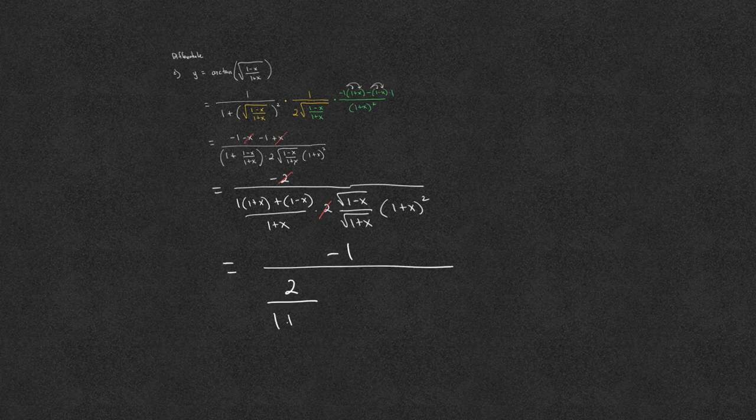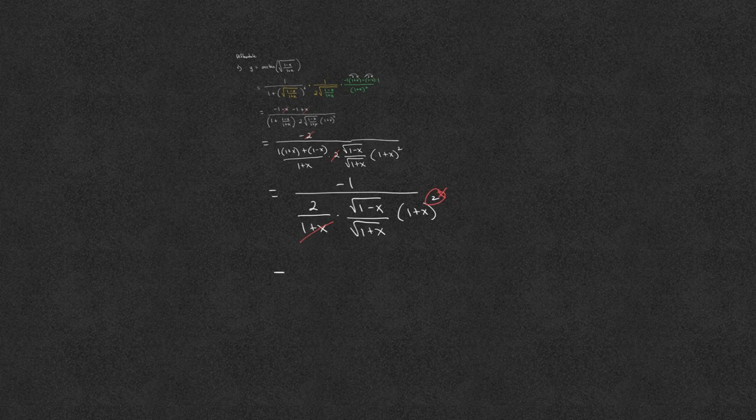So 2 over 1 plus x. And then we have the square root of 1 minus x over the square root of 1 plus x. And we have a 1 plus x, the quantity squared. This 1 plus x squared cancels out the factor 1 plus x, so that squared is gone. Thus, we end up with negative 1 over 2 times the square root of 1 minus x over the square root of 1 plus x, times 1 plus x.